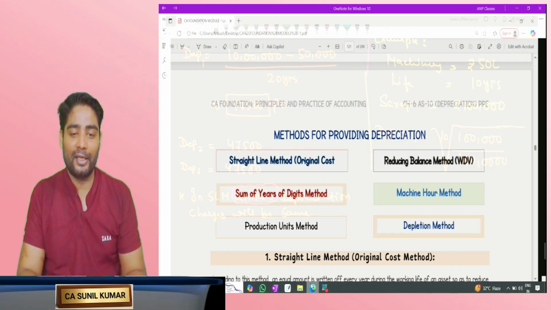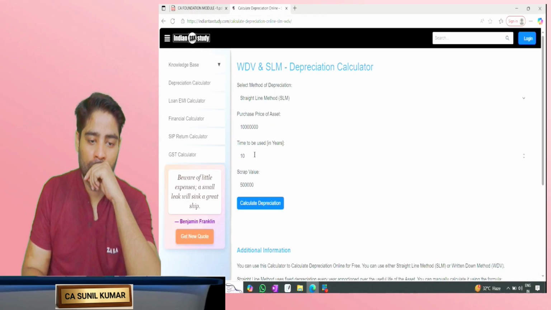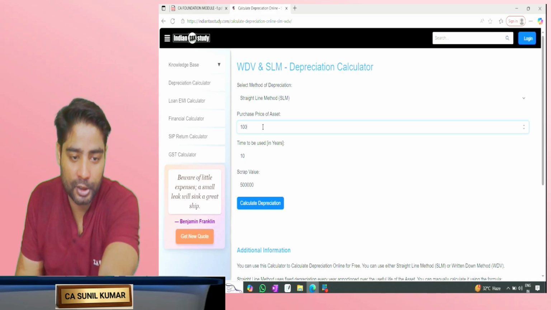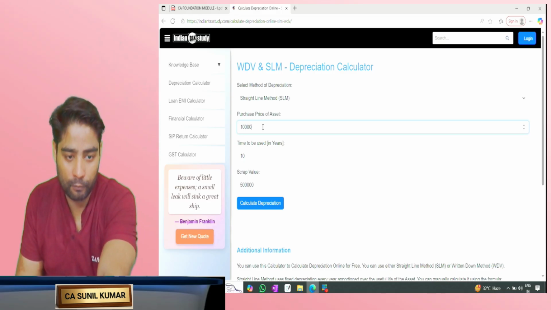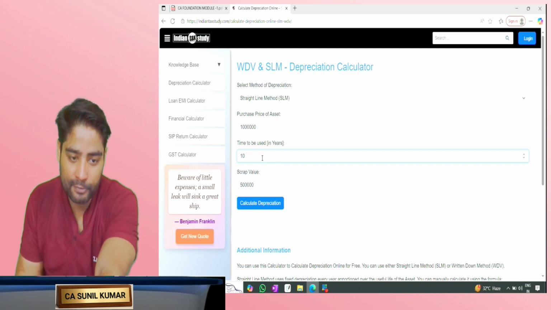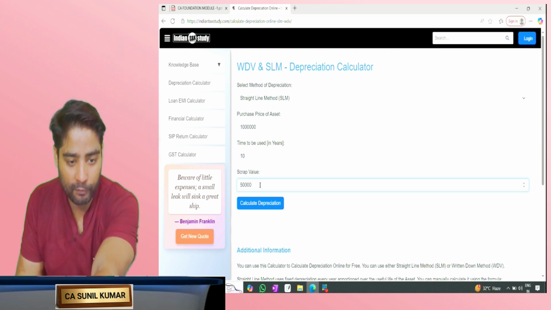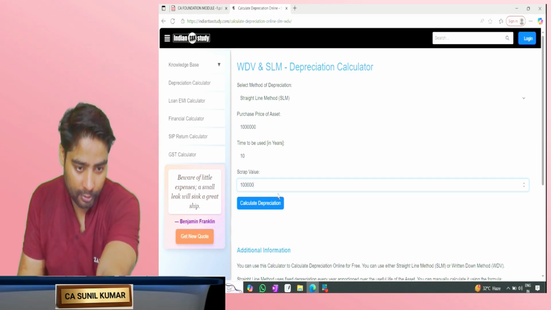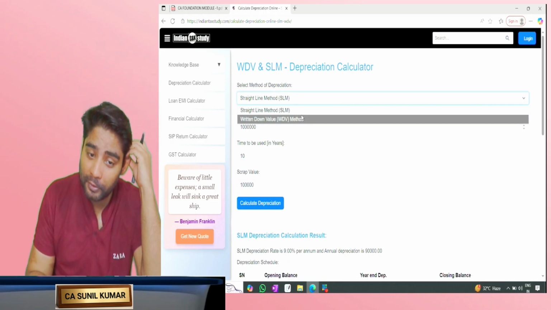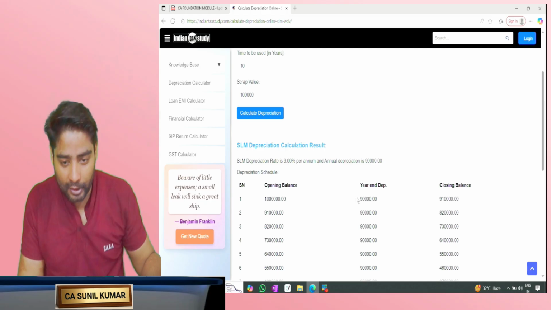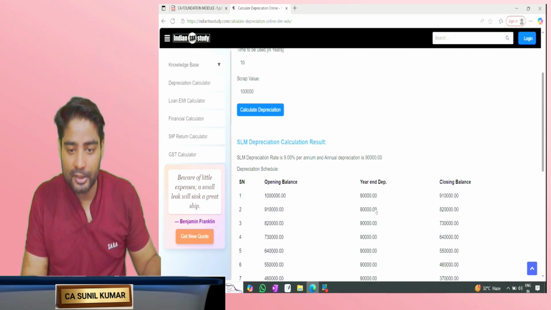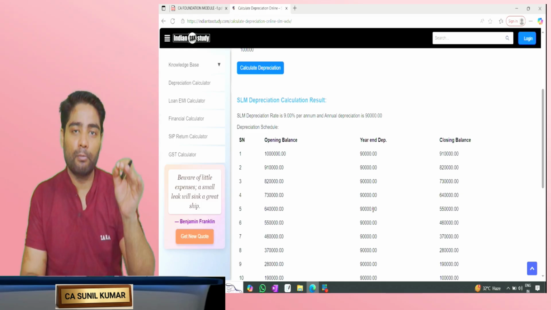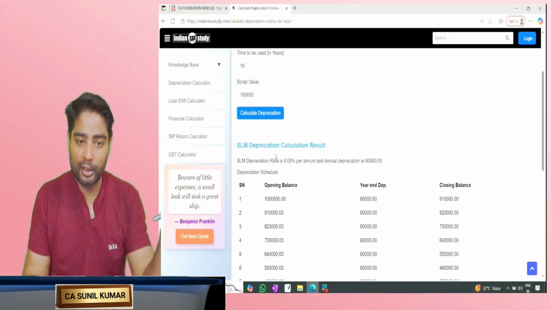Sir, I will use the internet to calculate this. Okay, so what is my value? My value of the machine is 10 lakh, and years will be 10 years, and my scrap value is 1 lakh. This is the SLM method; I have to calculate in the WDV method. You can see that the depreciation is 90, 90, 90. Yearly depreciation is the same only in the straight line method, not in WDV.